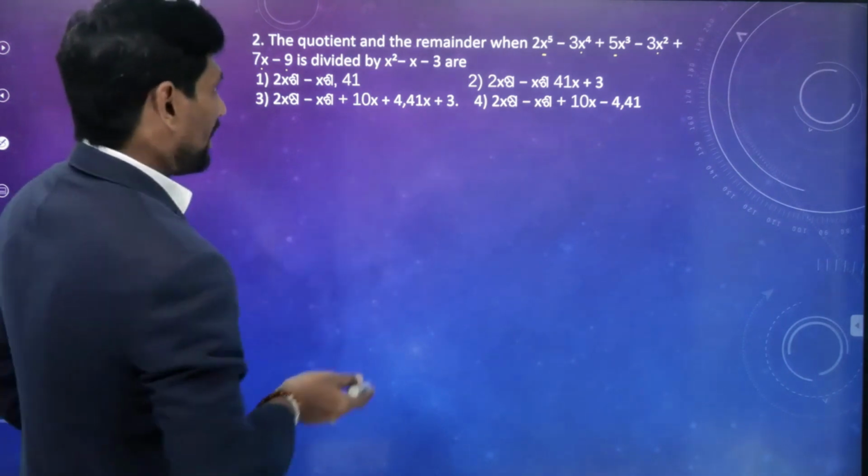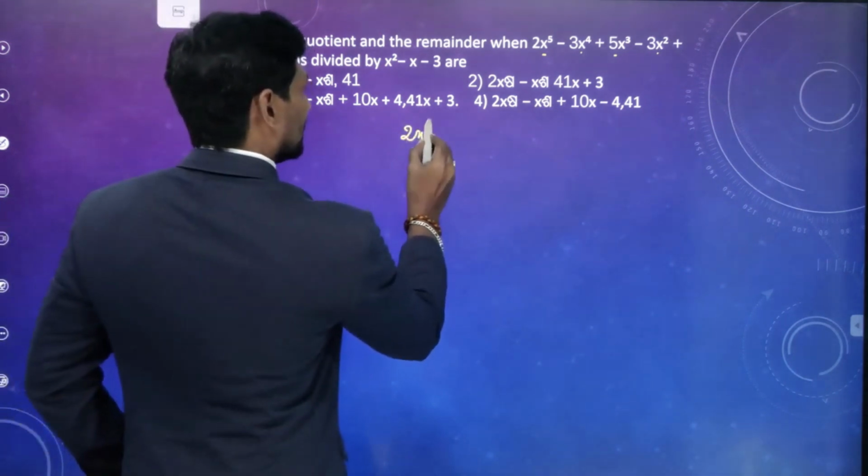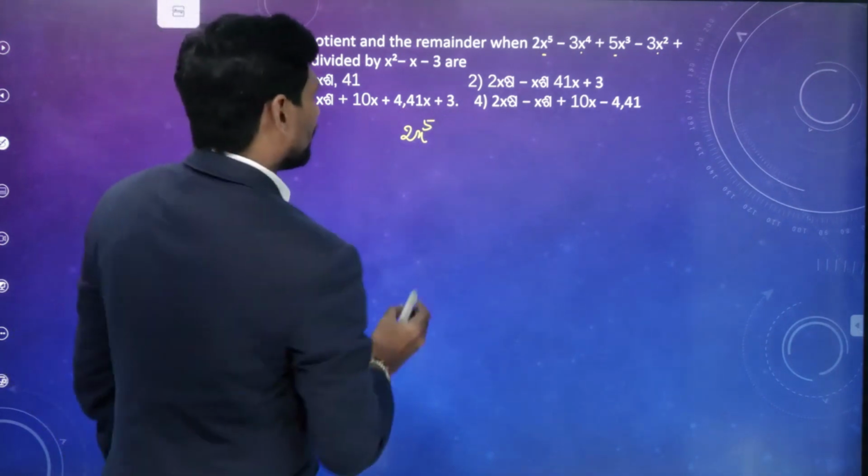Let us take their coefficients. I am just writing the polynomial once again. This is 2x power 4.